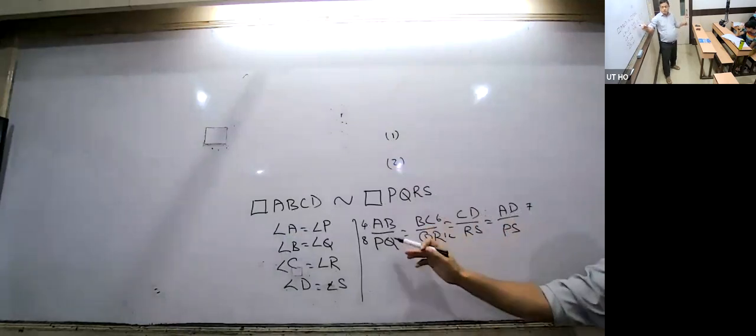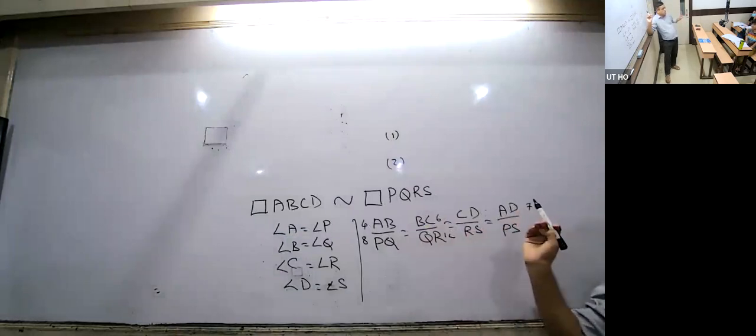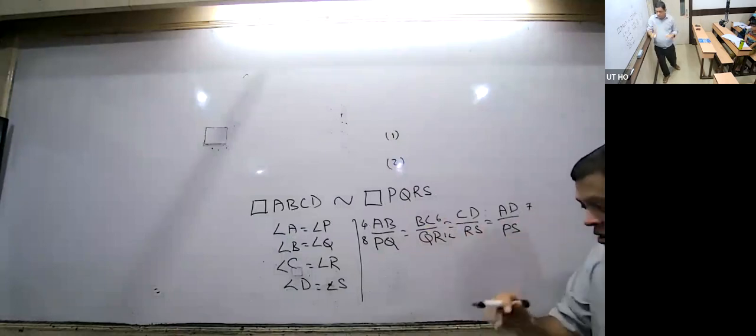Followed. 4/8 means 1/2. This with 6 means this should be 12. Then only 1/2, 1/2. The ratio should be equal. What is the doubt? No doubt. Okay, this is the condition.